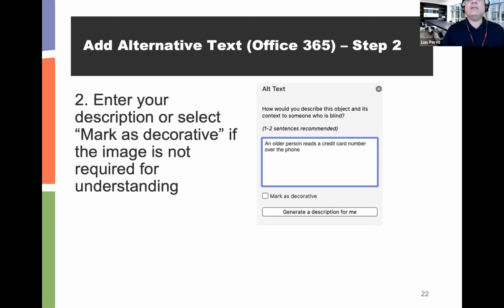And then in some of the applications now, there's also an option to generate a description automatically using artificial intelligence and machine learning. I caution, though, that it's still a work in progress. So you definitely want to go in and check it to make sure. With simple images, it can do a great job. With some more complex images, it won't.